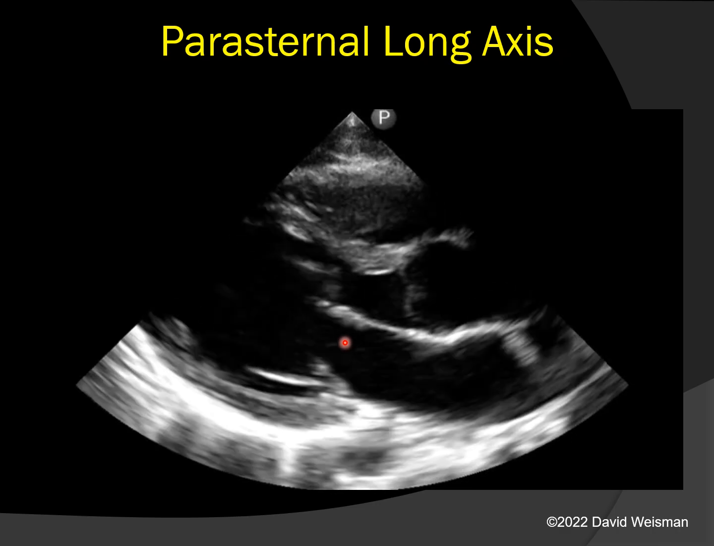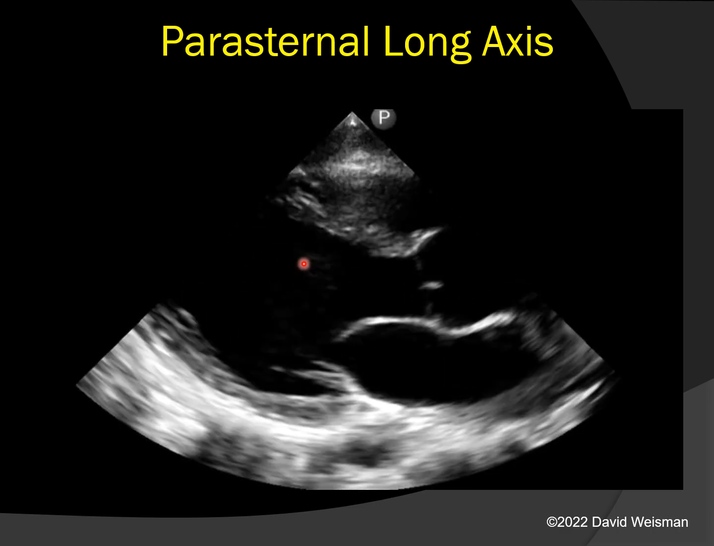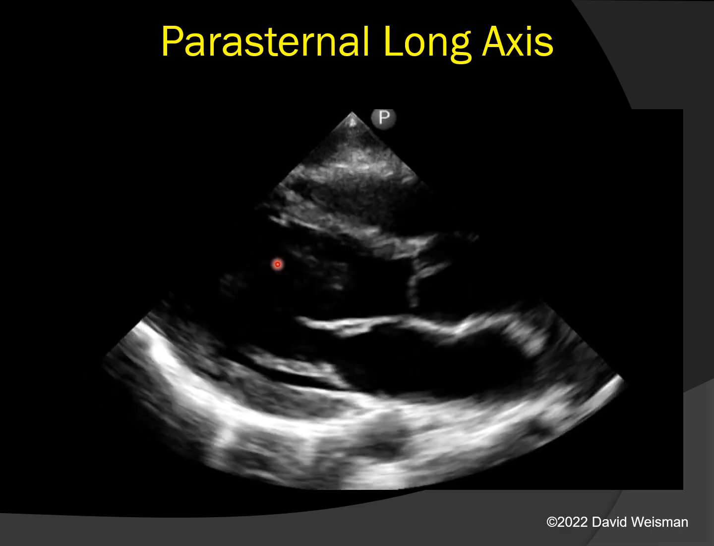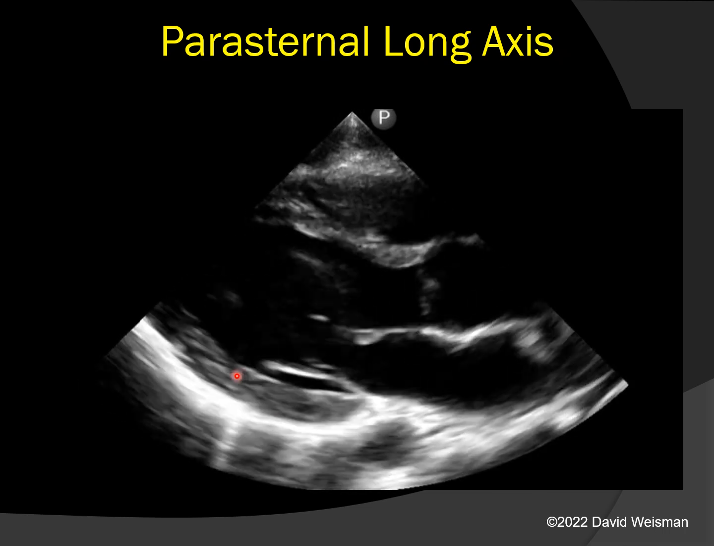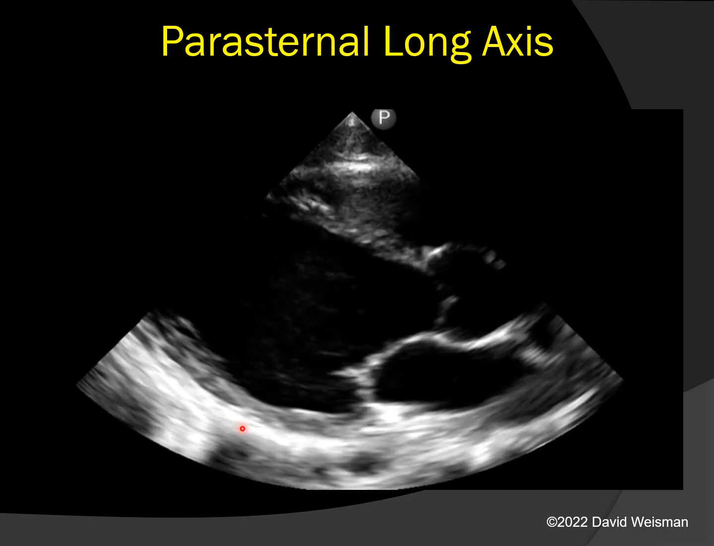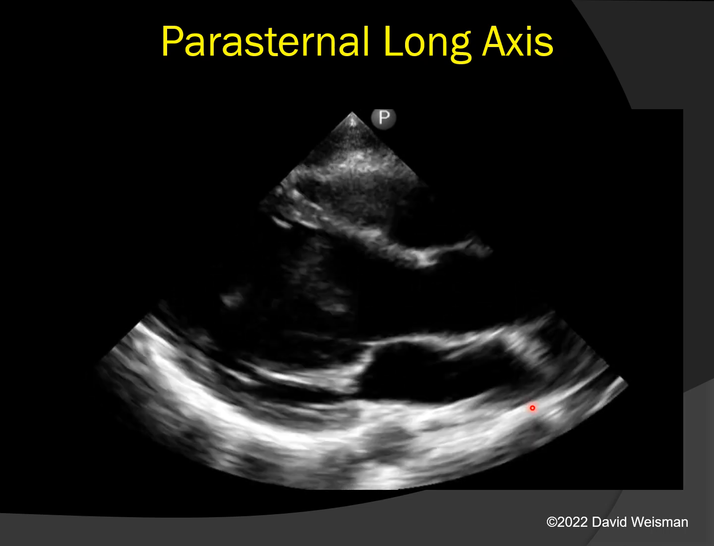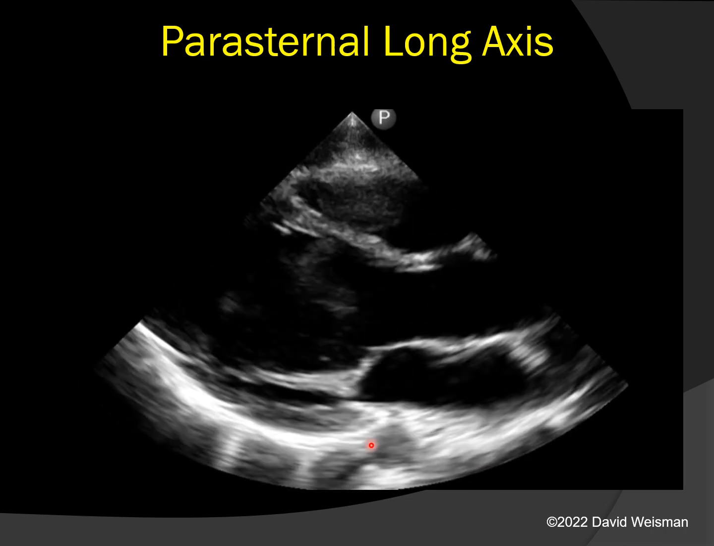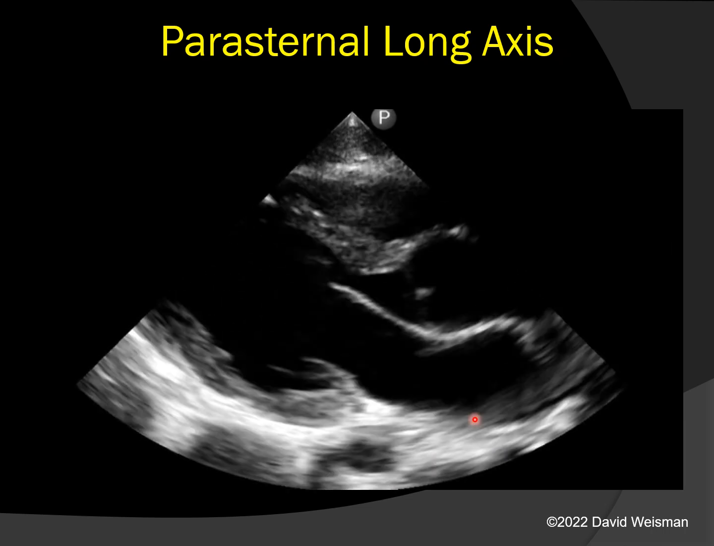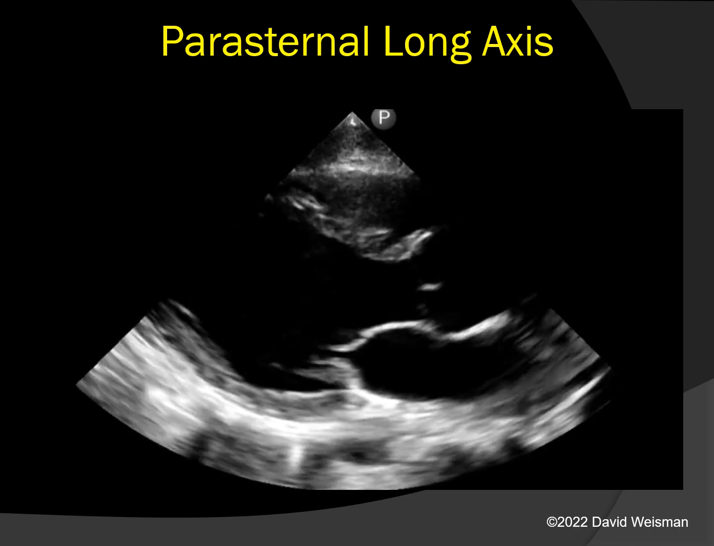anterior leaflet and the posterior leaflet, the LV cavity in between the septum and the inferior lateral wall, the bright pericardium, which wraps around the heart, and the descending aorta. Finally, the left atrium.